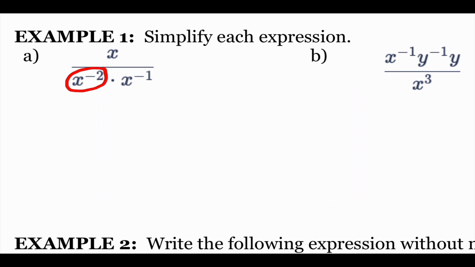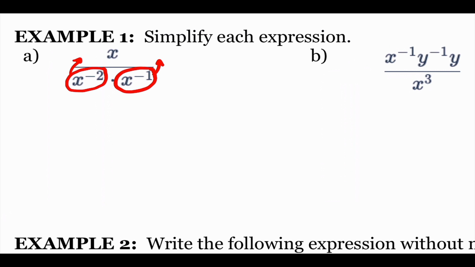This guy and this guy both have a negative exponent, right? How do I make them positive? Move it to the top. Yeah, so what I'm going to do is move those guys to the top. This guy is going to move up here. This guy is going to move up here.